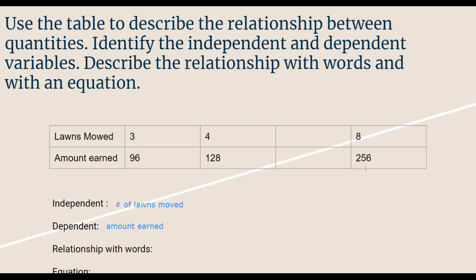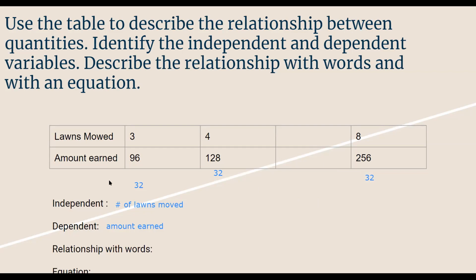So what I'm really finding out is how much money I earn when I mow one lawn. So I'm going to divide 96 by 3. 96 divided by 3 gives me 32. When I divide 128 by 4, I also get 32. And then when I divide 256 by 8, I also get 32. Okay, so 32 is my relationship.